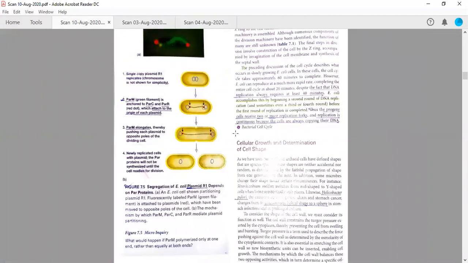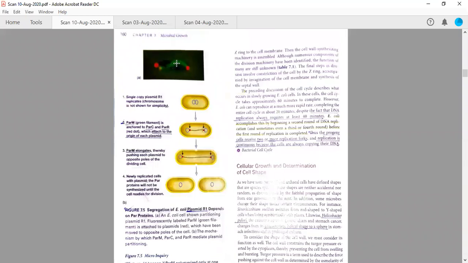Hope this is clear. And then this ParM, which is a green filament, will elongate, thereby pushing each plasmid to the opposite pole of the dividing cell, ensuring that each cell will be able to receive an equal number of plasmids. It is shown here also. This green filament is actually ParM, and these dots are actually two proteins, one is C, one is R.